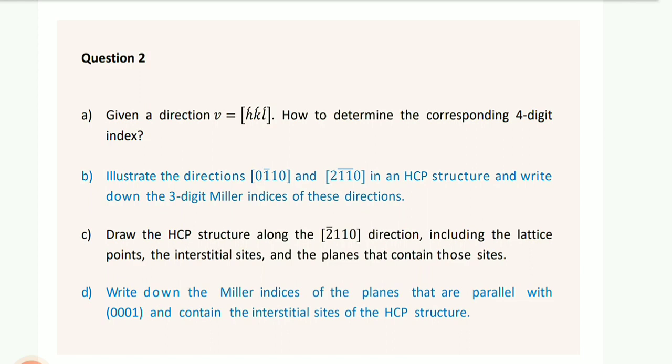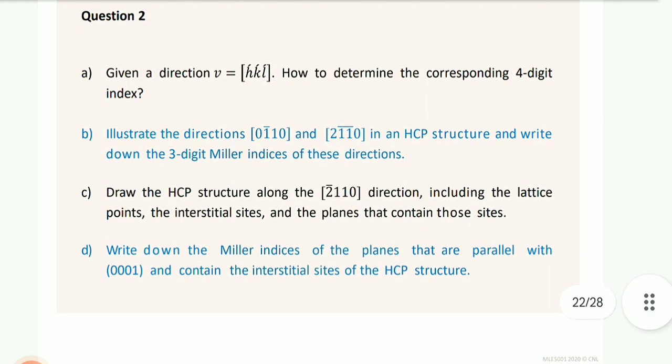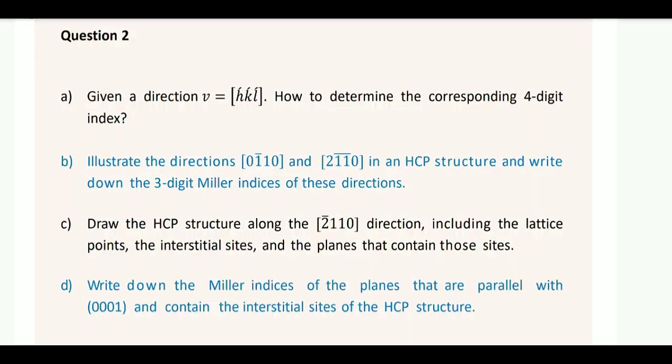So let's see what part C says. Here we have to draw the HCP structure along the [-2 1 1 0] direction. We have to include the lattice points, mention the interstitial sites, and the planes that contain those sites. We are supposed to draw the detailed HCP structure, and we'll mention the direction [-2 1 1 0] here as well. Let's see how we do this.